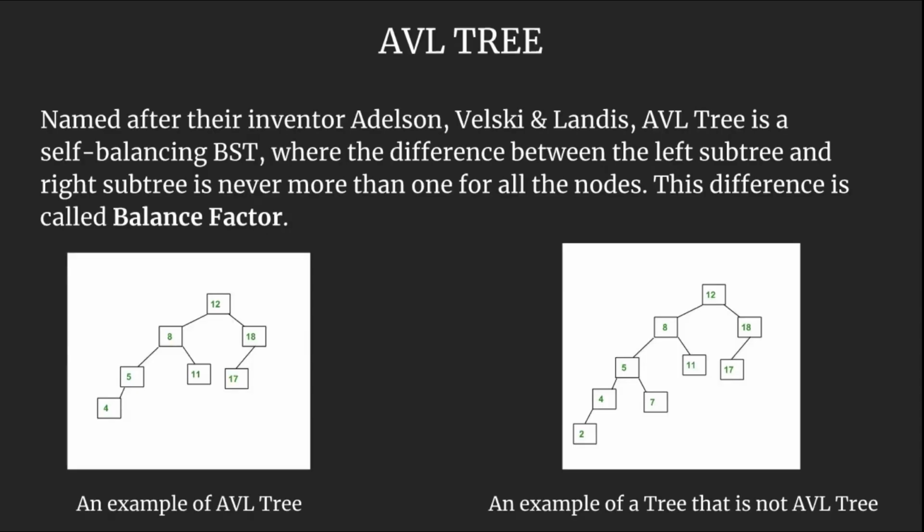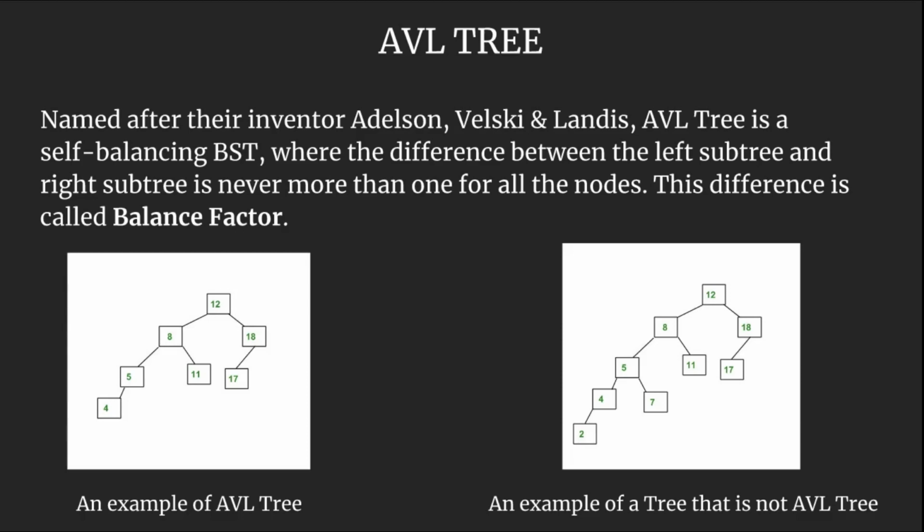So what is AVL tree? Named after their inventor Adelson, Velsky and Landis, AVL tree is a self-balancing binary search tree where the difference between the left subtree and the right subtree is never more than 1 for all of the nodes of the tree. This difference of height is actually termed as balance factor.